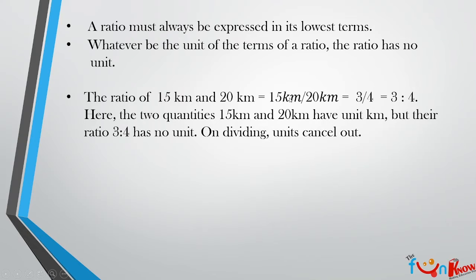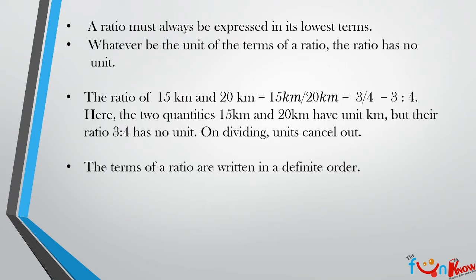As you can see, 15 kilometers divided by 20 kilometers, you can cancel the units also over here. So 5 threes are 15, 5 fours are 20, and even the kilometers will be cancelled. That's why 3 divided by 4 will be our lowest term. The terms of a ratio are written in a definite order.